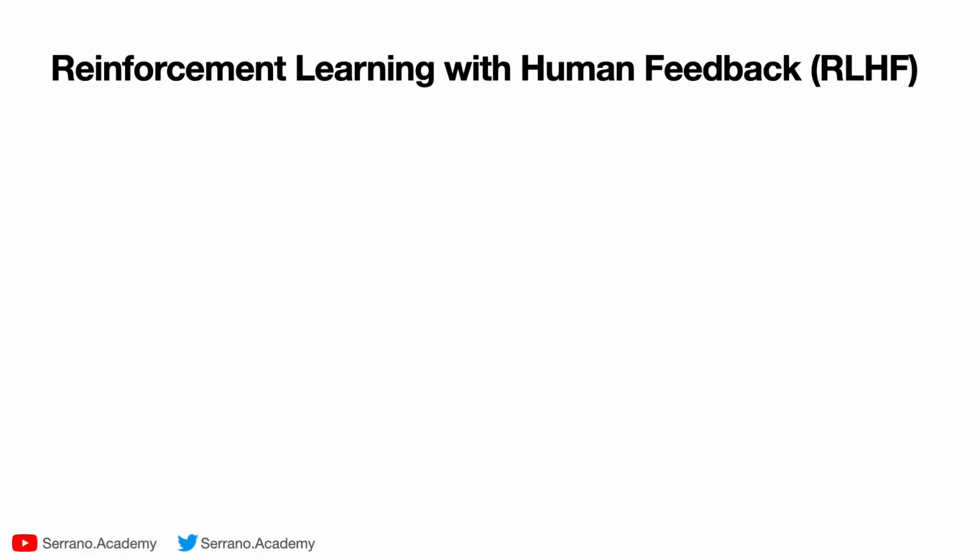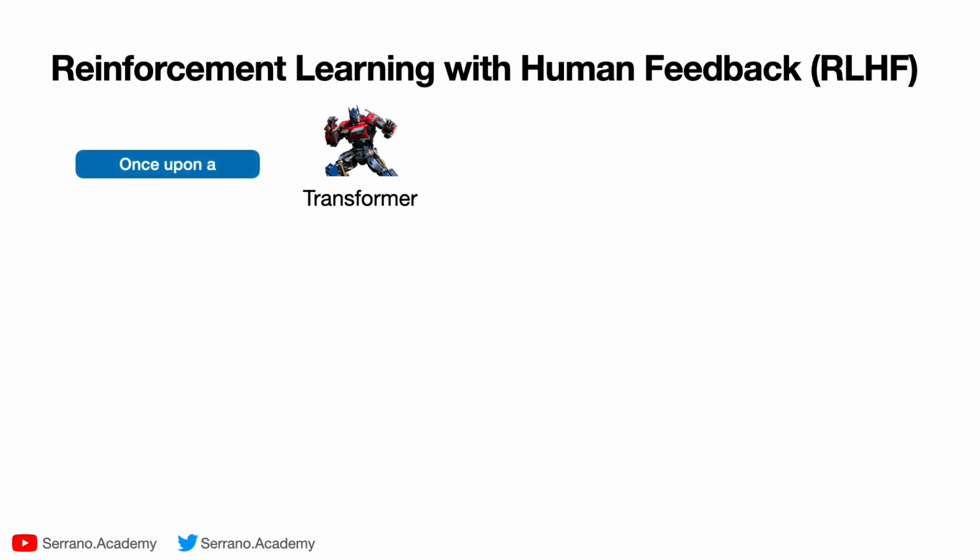So first, let me give you a small recap of reinforcement learning with human feedback, or RLHF. The idea is that we have a transformer that we have already trained, so it's already working well, and we're going to use some human feedback to improve it. In order to get the human feedback, we're going to feed it some prompts. For example, "once upon a," and then the transformer's task is to find the next word. So the next word could be "time" or it could be "banana." Let's say these are the two responses that the transformer gives.